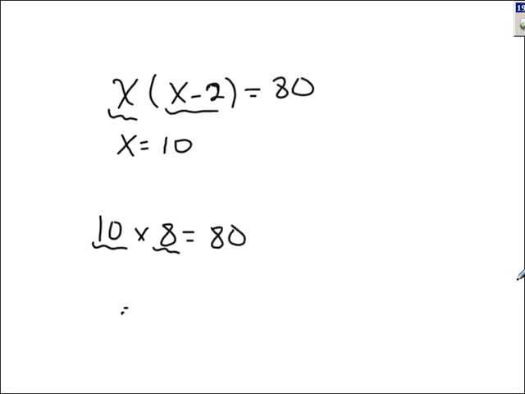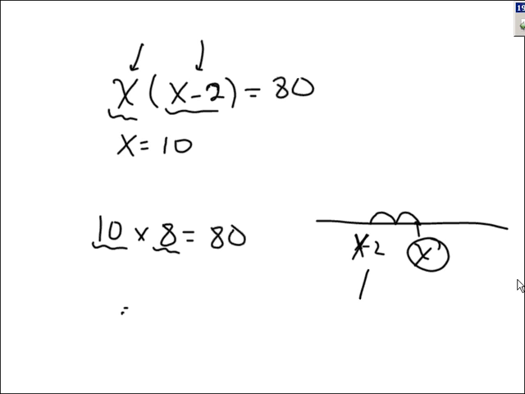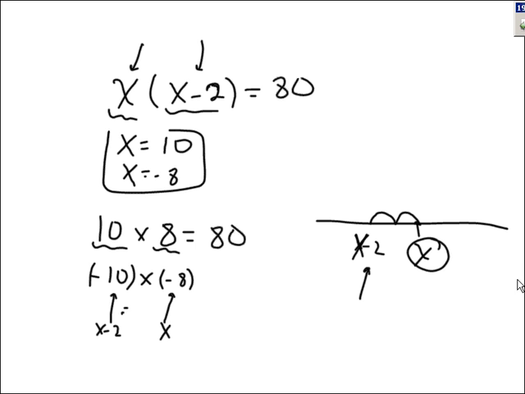And x is the larger one. x is always larger than x minus 2, because on a number line, if here is x, x minus 2 will be 2 to the left. Given any two numbers on a number line, the one to the right is larger than the one to the left. Okay. You can also have negative 10 times negative 8. But that's the larger number, that's x, and that's 2 less. That is, x can be 10 or x can be negative 8. Those are your answers.